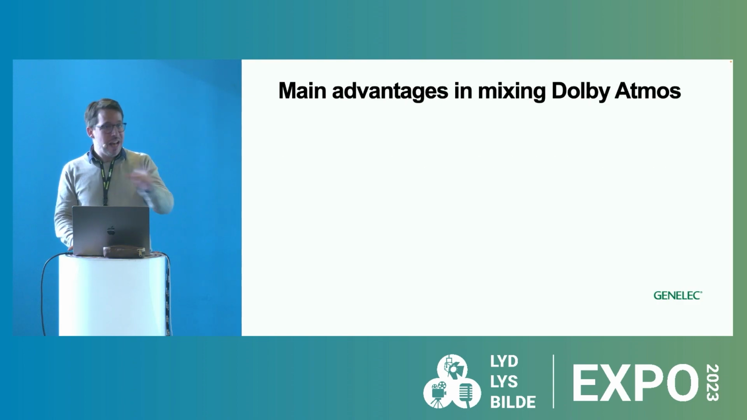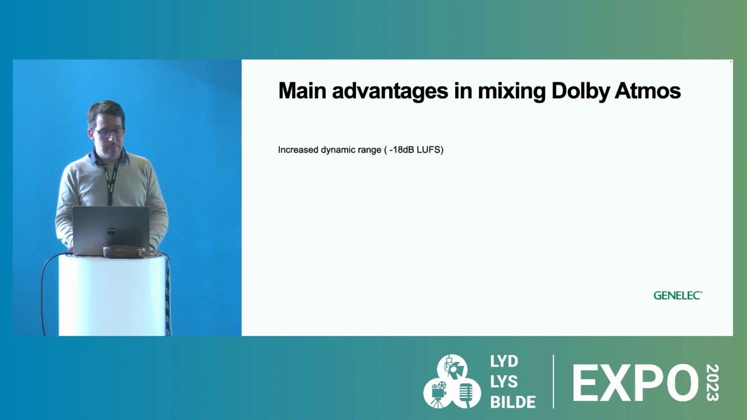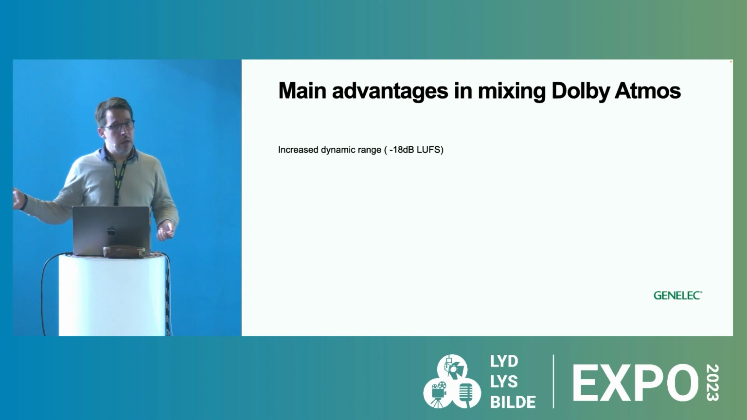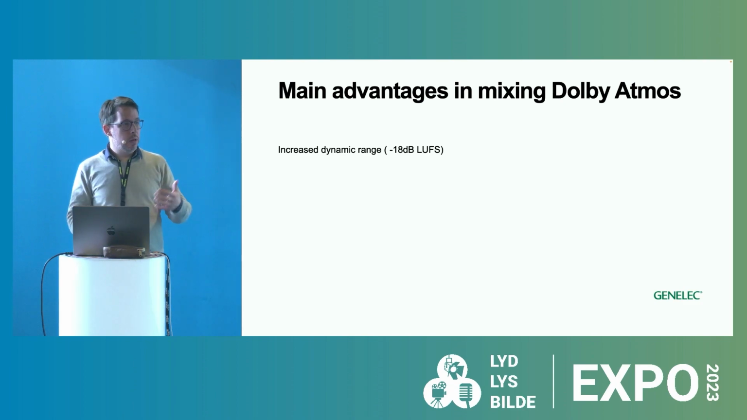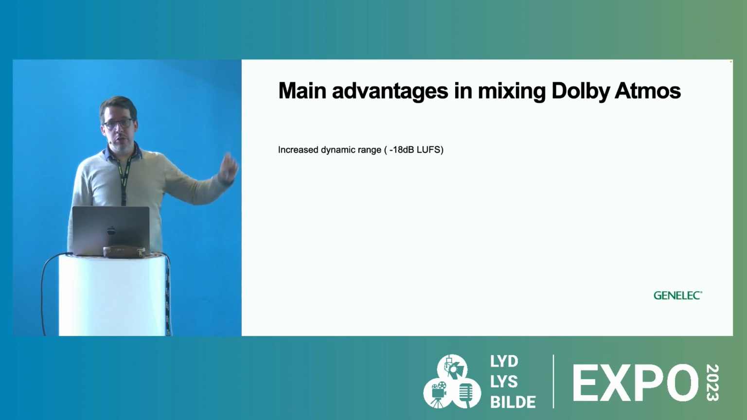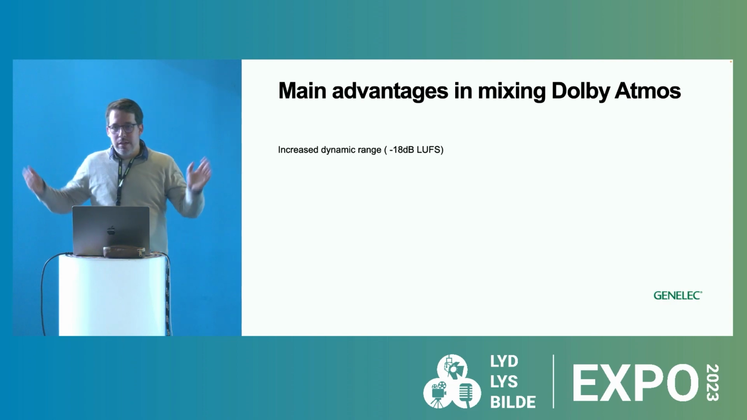But what are the main advantages of mixing in Atmos? First of all, we have an increased dynamic range. An immersive mix done in Dolby Atmos, or also other formats, is much more dynamic because we have to send out a track that is not louder than -18 dB LUFS. I don't know if you're familiar with loudness in the stereo music world. You get everything up to -4, and I don't see the point.